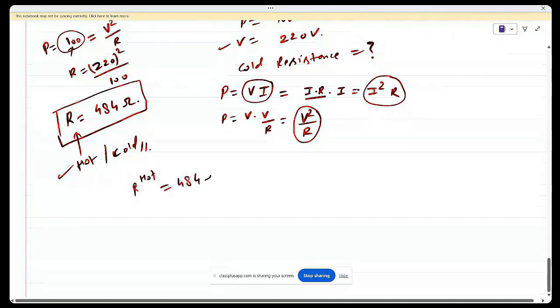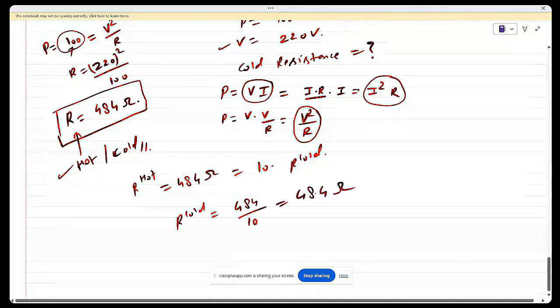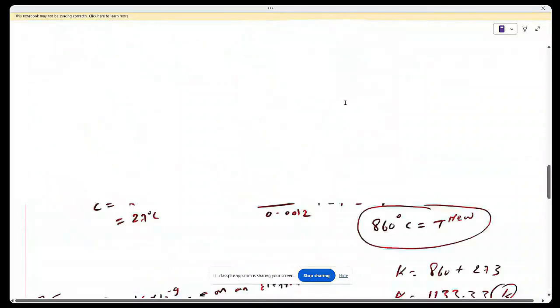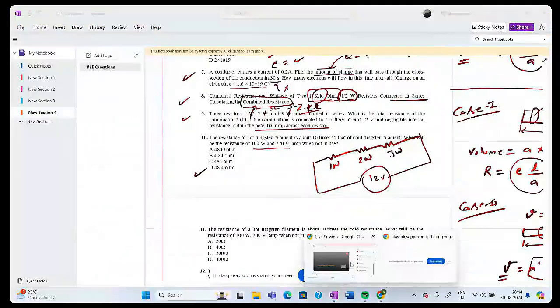And this is 10 times of cold resistance. It was given. So R cold will be 484 divided by 10, which is nothing but 48.4 ohm. So the cold resistance will be 48.4 ohms. So let us check whether it is given in the options or not. 48.4 ohms. It is given in option number D. Is it clear? Okay. Hot resistance.